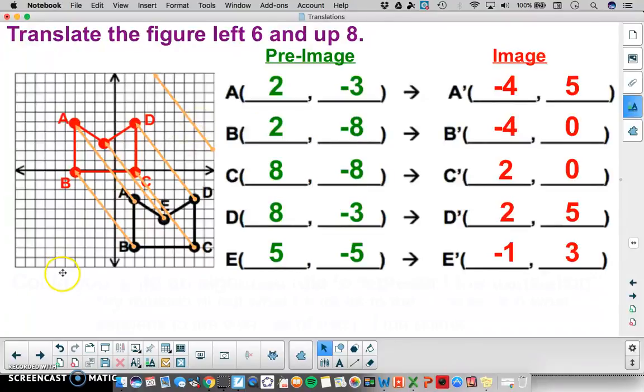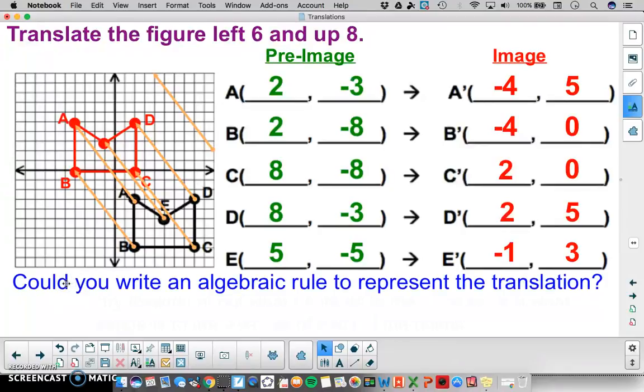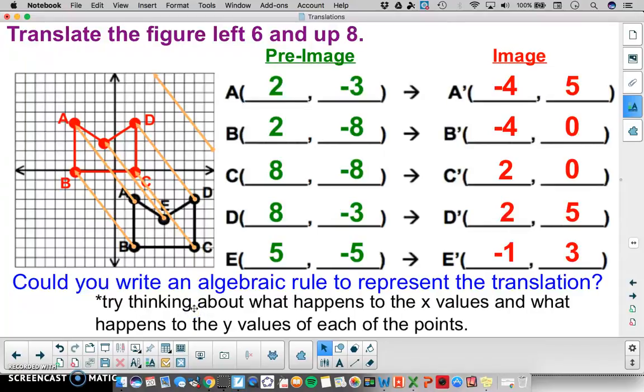Now, think about this question. Could you write an algebraic rule to represent the translation? I want you guys to do this. Try thinking about what happens to the X values and what happens to the Y values of each of the points. So look at your pre-image and then look at your image points and try to find a connection.